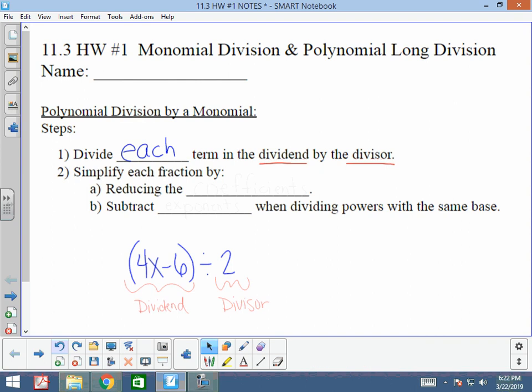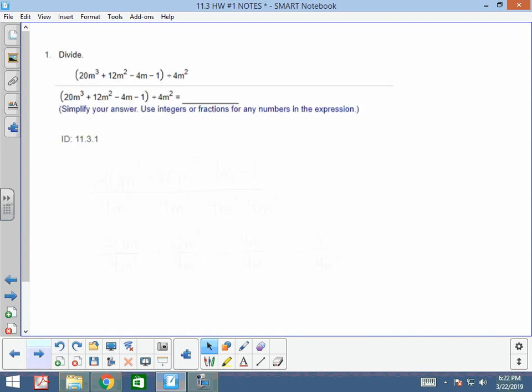terms a lot. So the dividend is the part before the division symbol. Okay, here's the division symbol here. So the part in front of that is the dividend. The part after that is the divisor. Okay, so we're going to divide each term in the dividend by the divisor. Then we're going to simplify each fraction by reducing the coefficients and subtracting the exponents. Now, remember, we subtract exponents when dividing powers with the same base. All right, so let's look at some examples.